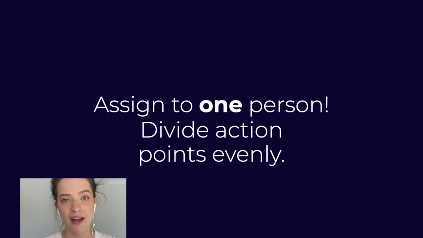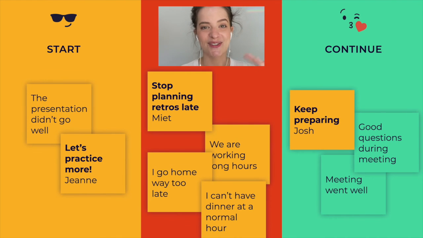Don't forget to assign one person in the end. You only want one person to be responsible. Other people can help, but one person is responsible for it being actually realized. And make sure these actions are balanced so the load doesn't just fall on one person.